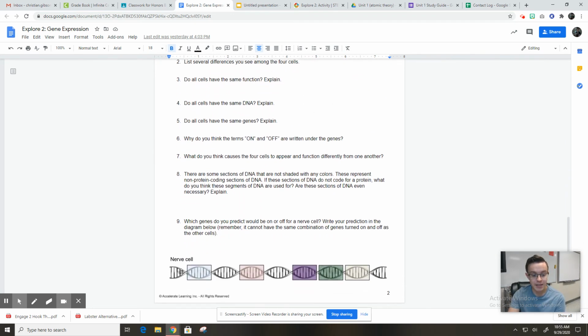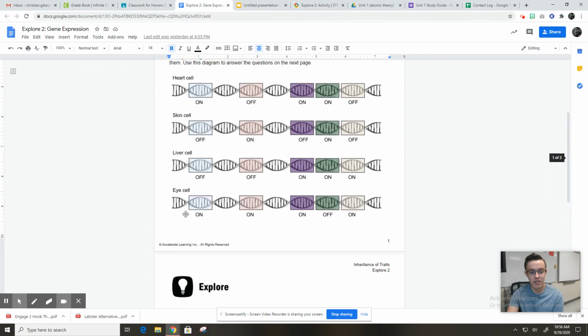And then at the bottom, you have to determine which genes will be turned on and off for the nerve cell. I don't want to give too much away, but just remember that in order for a cell to be specialized, to have its own special function, it cannot have the same combination turned on or off as another cell type, because then it would just have the same function as that other cell type. Okay, I hope that made sense. I hope that clarifies a little bit what's going on.